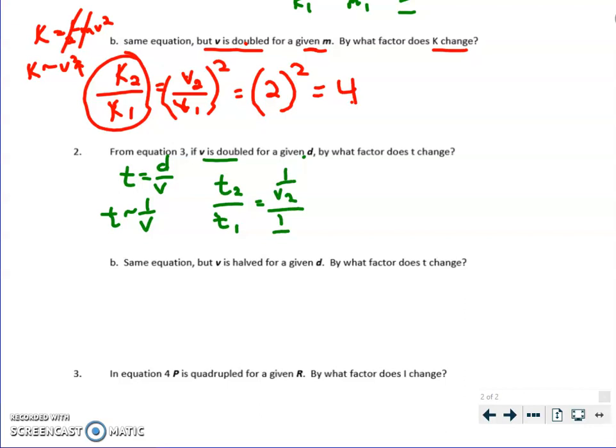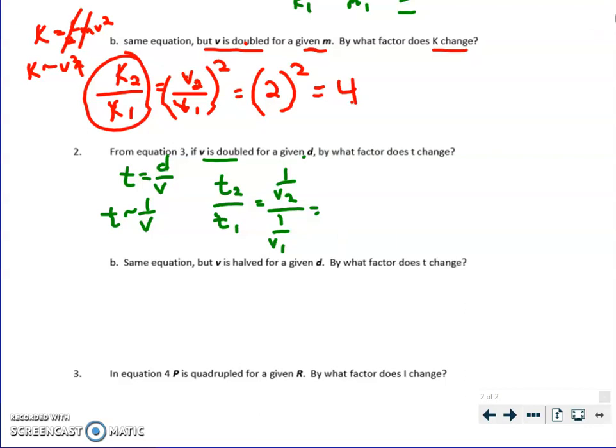Divided by 1 over v1. So that's a complex fraction. If I do copy, change, flip, that's really just the same as v1 over v2. Okay, now, here's where we got to be careful. And this says v, actually, no, I'm not going to do that yet. That's probably going to confuse you. So I'm going to put in what I know.